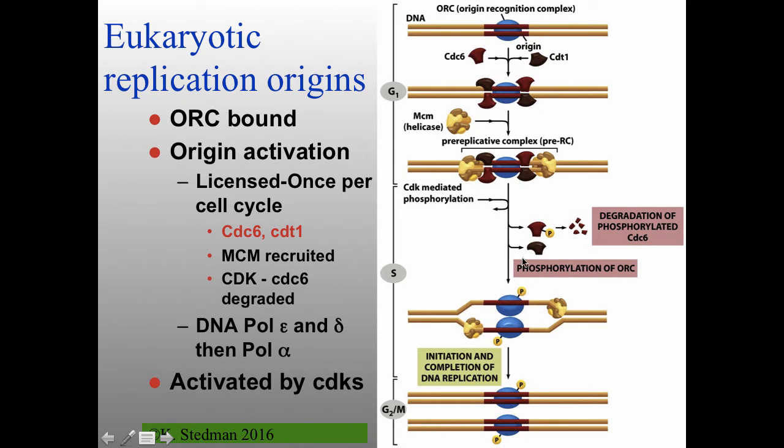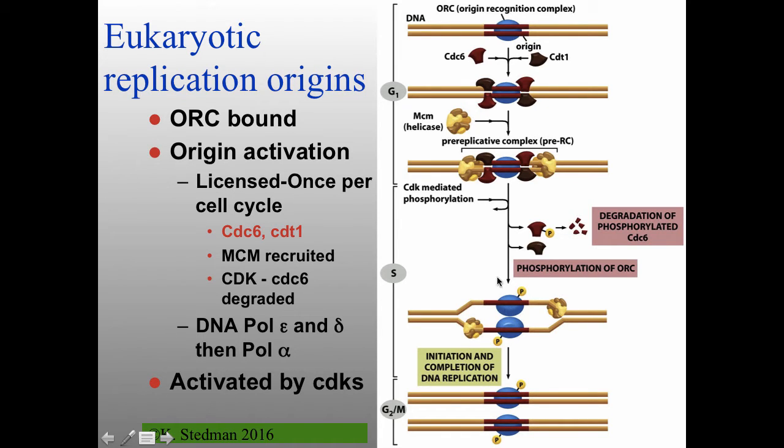Once that's removed, you also have the removal of CDT, and you can think of these as basically kind of brakes. They're held down, not allowing the helicase to move. As soon as the helicase moves and pulls apart those two strands, then you're going to get replication starting from that particular origin of replication.